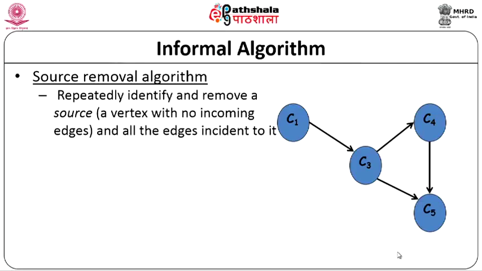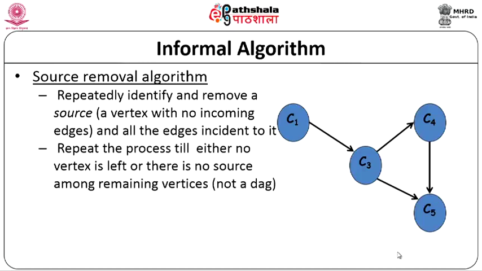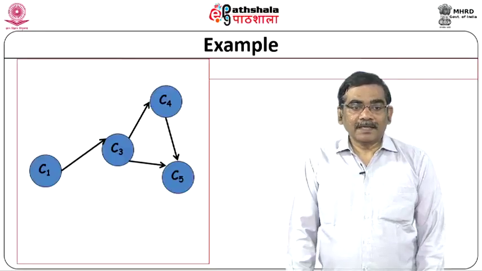Then once I identify the node, I will try to remove the source with all edges incident to that. This process I will repeat till no vertex is left or there is no source among the remaining vertices. So, this is another algorithm for solving the topological order problem. I am taking this example.